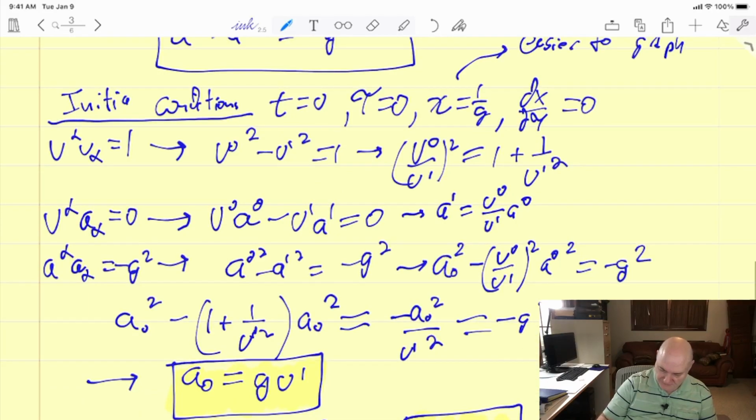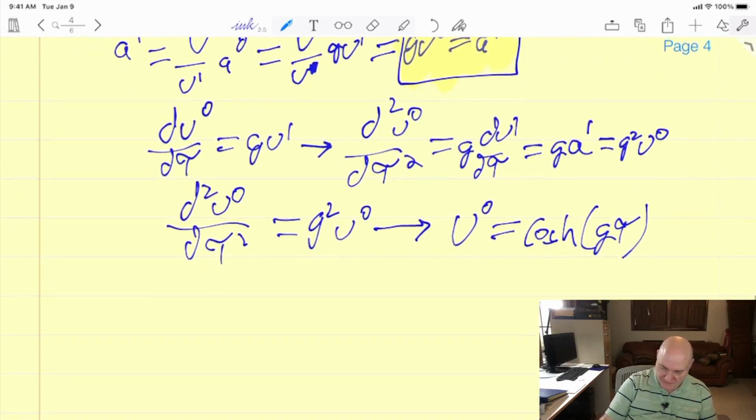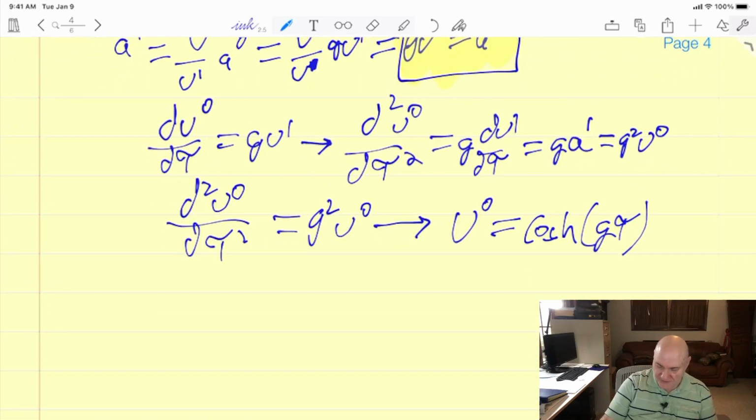If we take the derivative of this for the acceleration, we would want the 0 component of the acceleration to be 0 at time equals 0, and we're going to get a hyperbolic sine here, and that will work out. So this will satisfy our initial conditions.